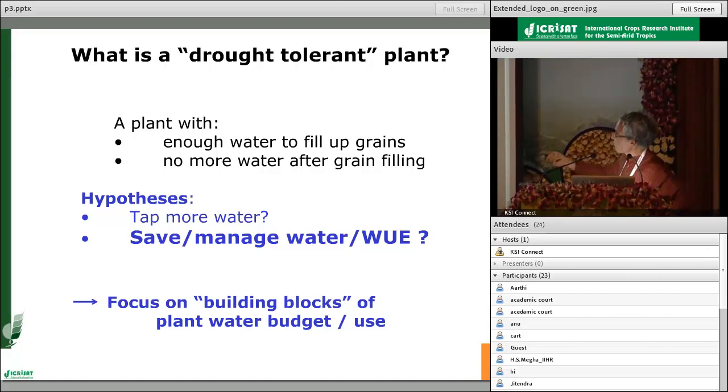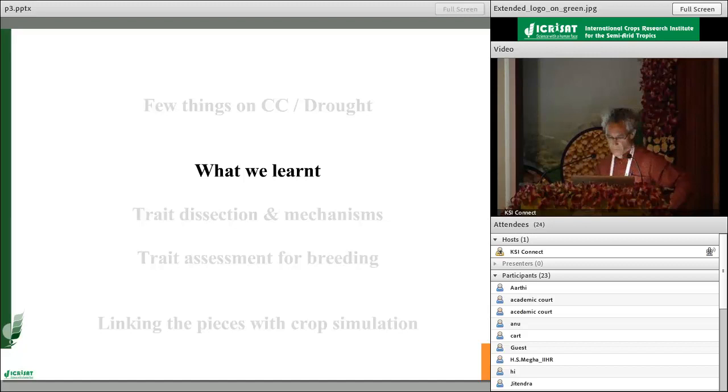And so today we're going to be talking about that second part, and our focus is really to understand what we call the building blocks of the plant water budget, those causal things, which eventually will turn into interesting phenotype and eventually better yield. So what have we learned so far?